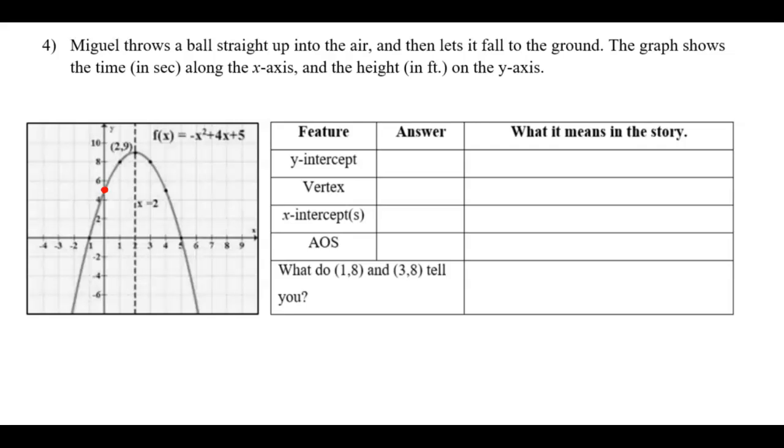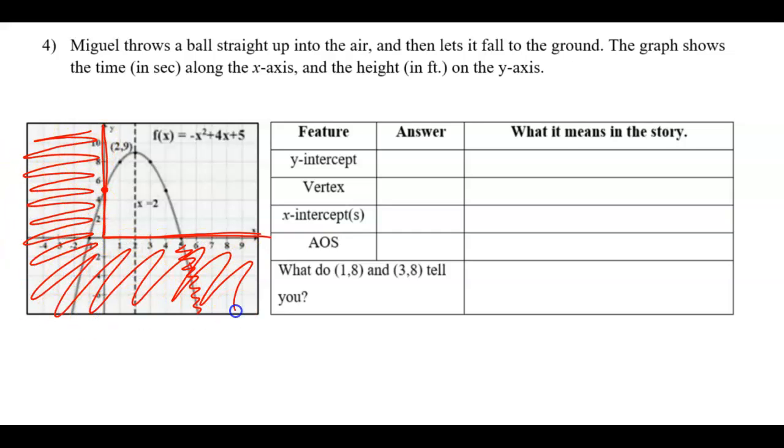The ground is the x-axis, right? So this is the ground. Does any of this really make sense down here? No. So you can see in a real world situation, certain parts of the parabola might not make a ton of sense. So we isolate the parts that we need, which in this case is everything in quadrant 1. So all of this we can basically ignore. Okay. So let's go and answer these questions real quick.